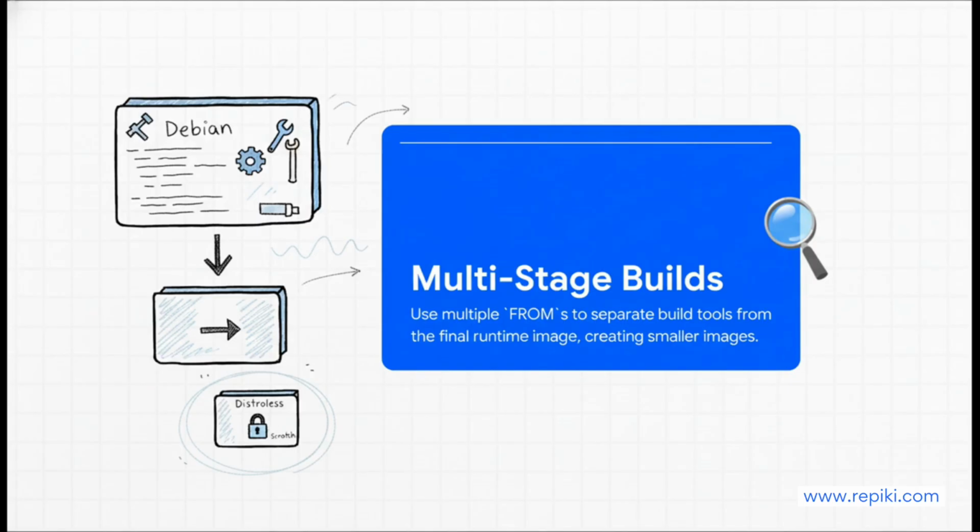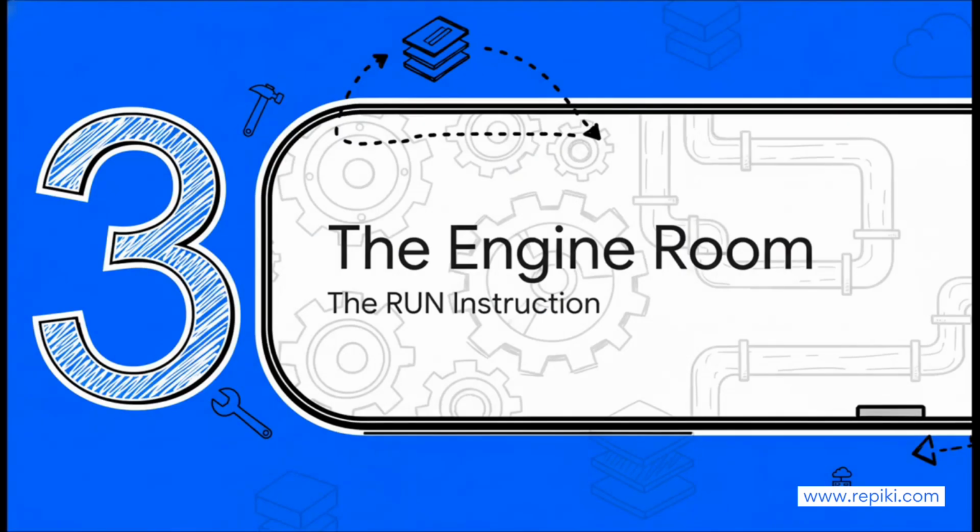So, how do we get the best of both worlds, right? Well, the modern solution, the real game changer, is the multi-stage build. The idea is simple. You use a big, convenient image like Debian to compile all your code and gather dependencies. Then, you copy just the final application into a tiny, secure image like Distroless for production. It's brilliant. All right, let's move into the engine room, the RUN instruction.